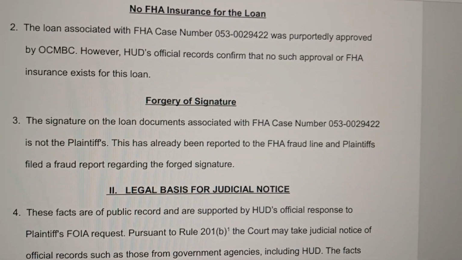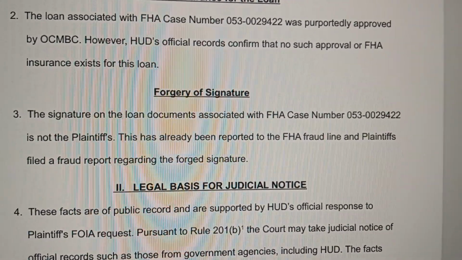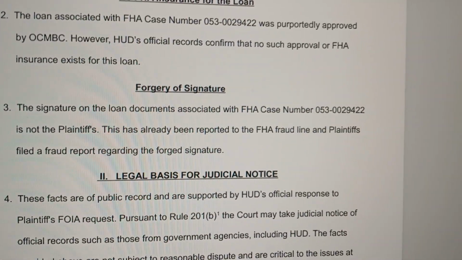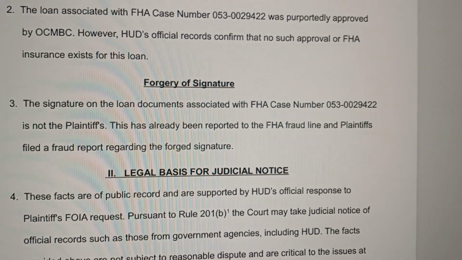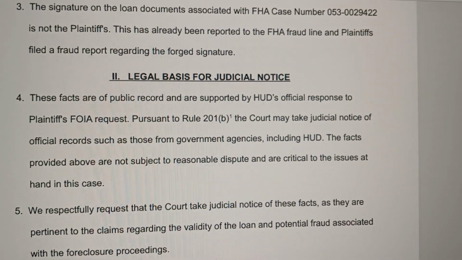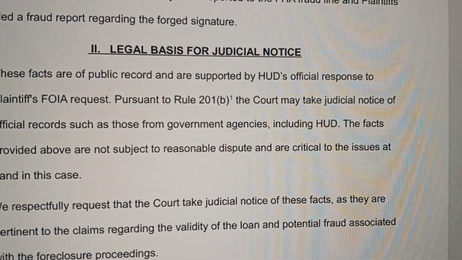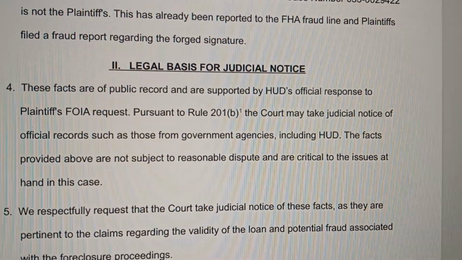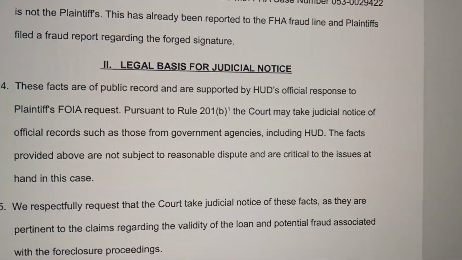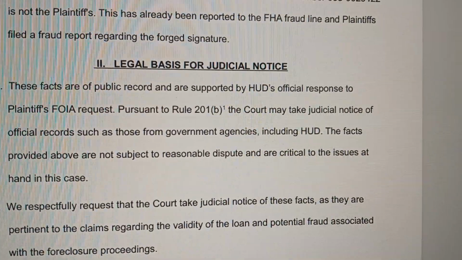Forgery of signature. The signature on the loan documents associated with FHA case number is not the plaintiff's. This has already been reported to the FHA fraud line, and the plaintiffs filed a fraud report regarding the forged signature. Legal basis for judicial notice. These facts are of public record and are supported by HUD's official response to plaintiff's FOIA request. Pursuant to 201(b), the court may take judicial notice of official records such as those from government agencies, including HUD.